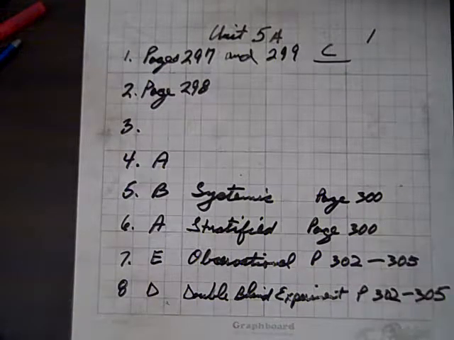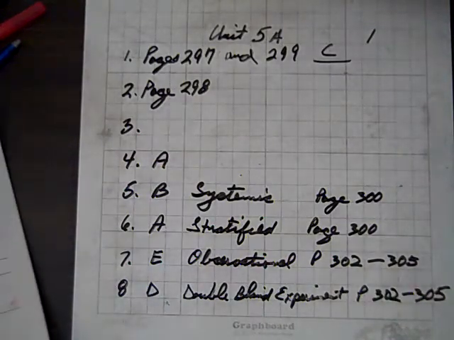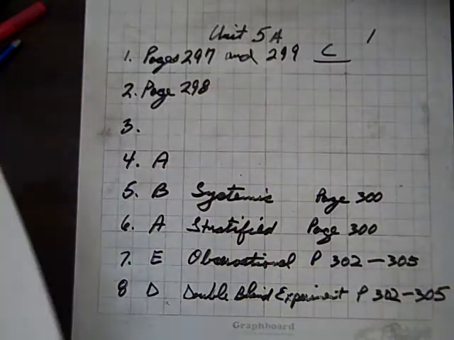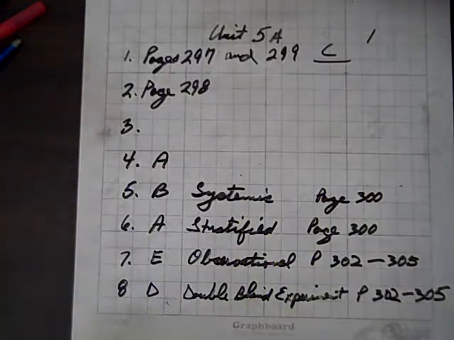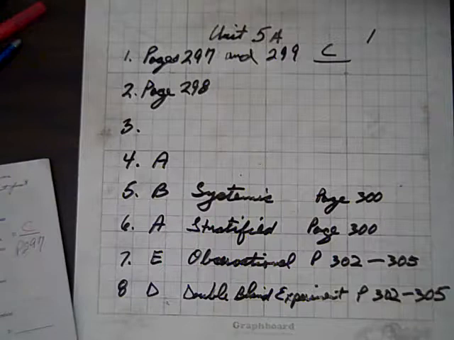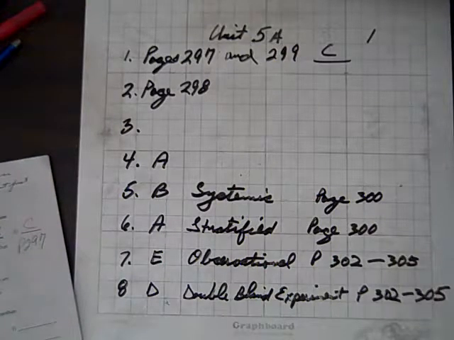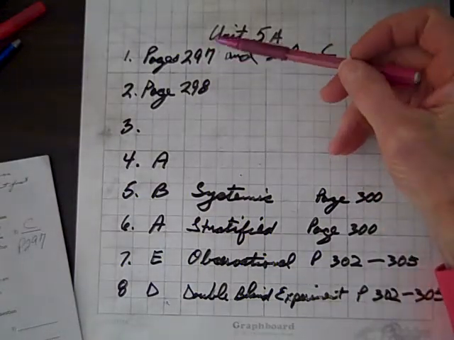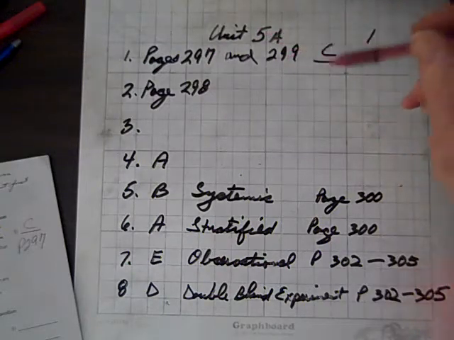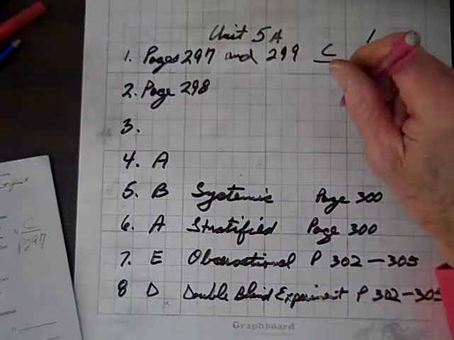Okay, well now we're doing worksheet 5A, and this has to do with statistics to some degree. We need to know what a population parameter is, what a population is, what a sample is, and what the sample statistics are. And you can find that information on pages 297 and 299. There's a good flow chart.